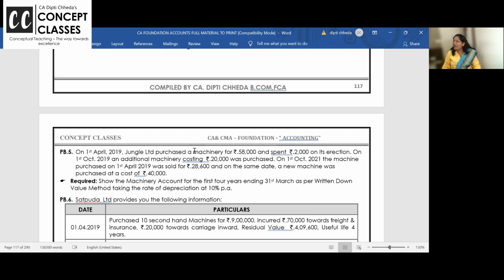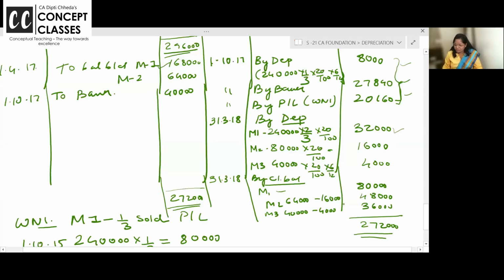Illustration 5 we will do now. Jungle Limited purchased a machinery and they spent on it. Again in October another machine was purchased, and the original machine was sold and a new machine was purchased, and so on. So in total you have to make it for 4 years. WDV method, rate of depreciation is 10%, and you have to make this for 4 years. So we will first make the machinery account for the 4 years.